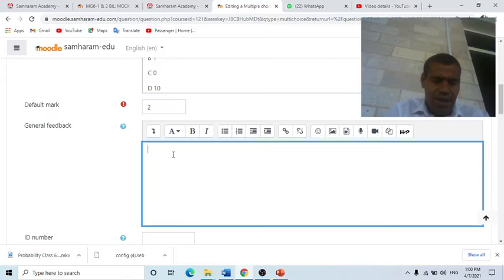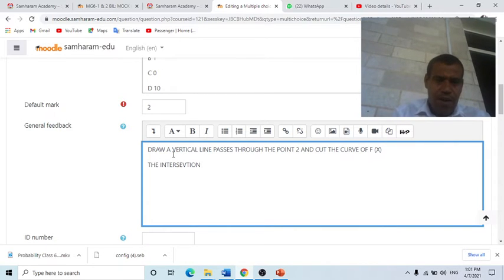Then here, for example, you can write something. You can write: draw a vertical line that passes through the point 2, and cut the curve of the function f, the curve of f of x. The intersection gives the y coordinate, which is 1. Y equals 1, also equal f of 2. Clear? Okay, f of 2.